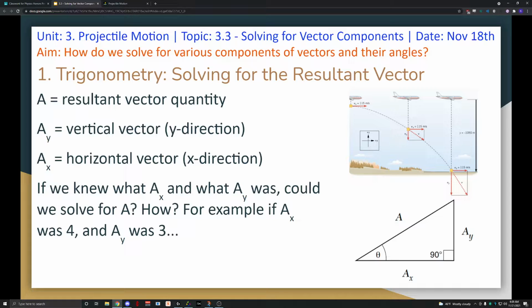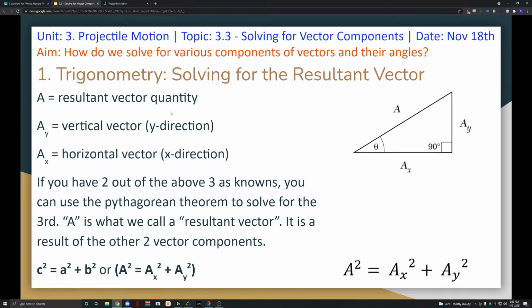I'm sorry. So let's say we have a triangle, right? Let's say AX is, I don't know, let's say AX is 4 and AY is 3. Well, how do we solve for A? What number is A going to be? If you recall in your math class, you can solve for sides of a triangle. One way to solve for sides of the triangle is the Pythagorean theorem. If you have 2 out of 3 sides, you can solve for the third side using this formula.